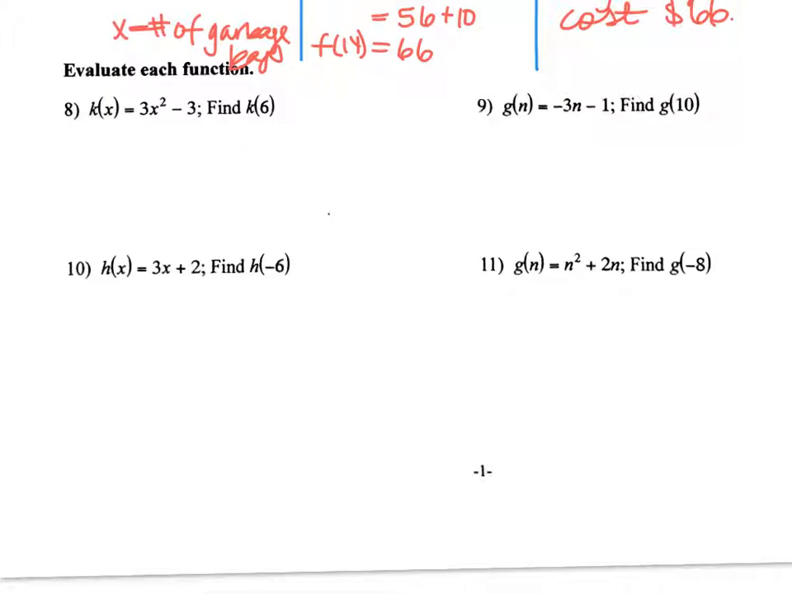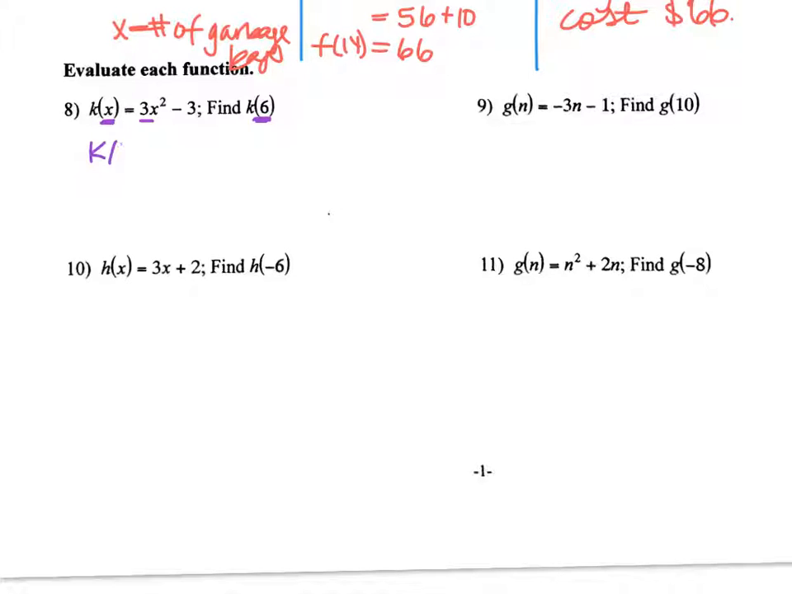All right, evaluate each function. Some of you may have been just a little bit confused just because they're using different letters here. All of these mean the same thing as f of x. They just use different variables. I don't really know why. So all we're doing is replacing the x that we see with the value.